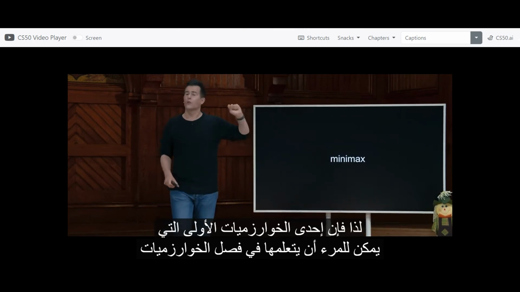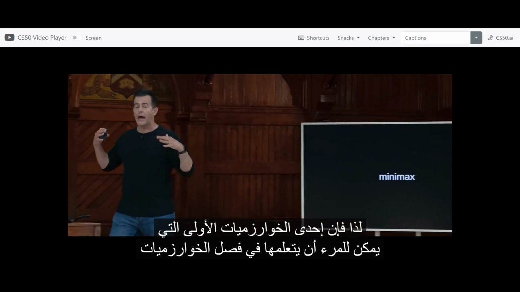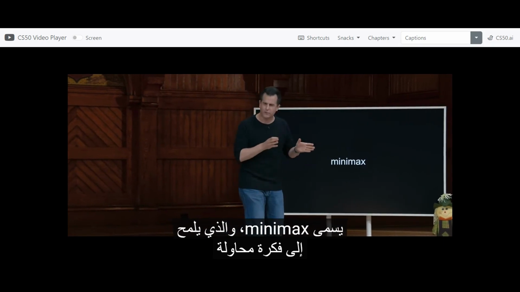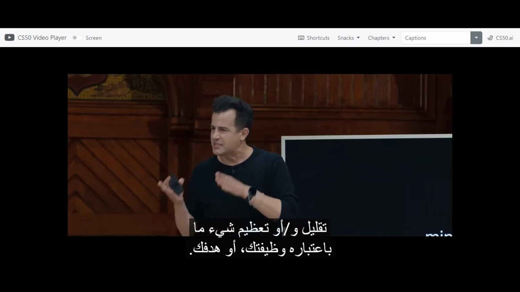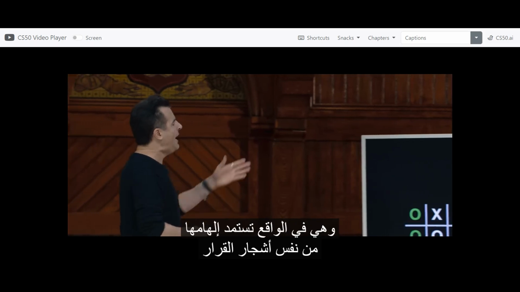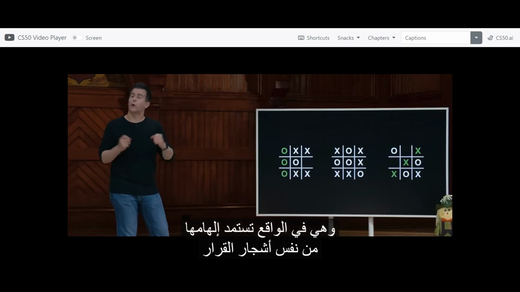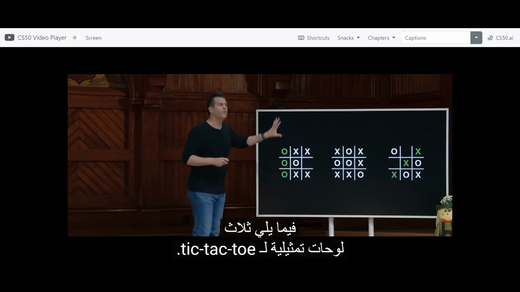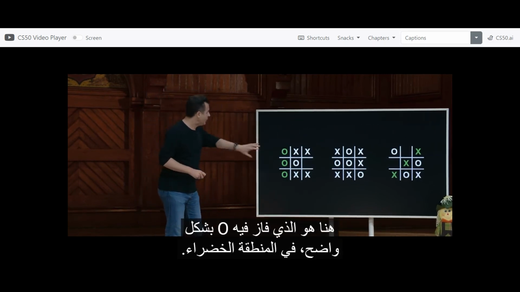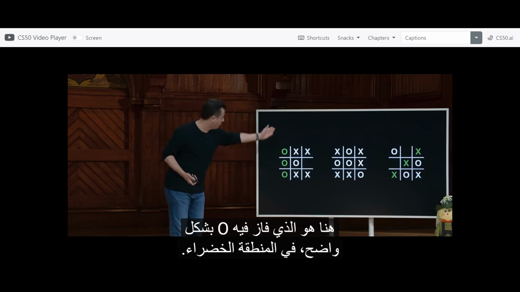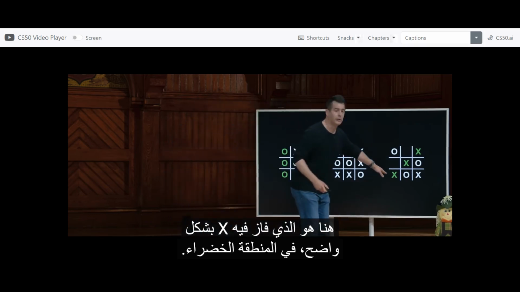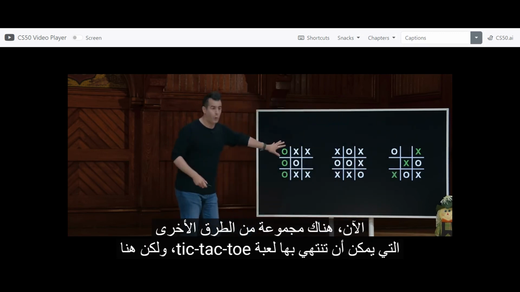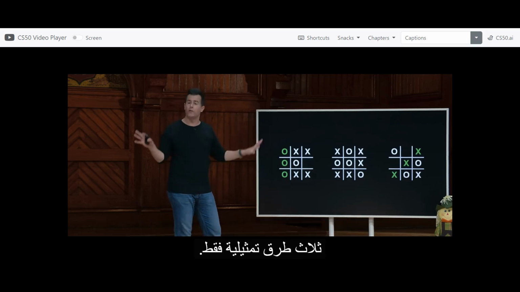So one of the first algorithms one might learn in the class on algorithms and on artificial intelligence is something called Minimax, which alludes to this idea of trying to minimize and or maximize something as your function, your goal. And it actually derives inspiration from these same decision trees that we've been talking about. But first, the definition. Here are 3 representative tic-tac-toe boards. Here is one in which O has clearly won, per the green. Here is one in which X has clearly won, per the green. And this one in the middle just represents a draw. Now, there's a bunch of other ways that tic-tac-toe could end, but here's just 3 representative ones.